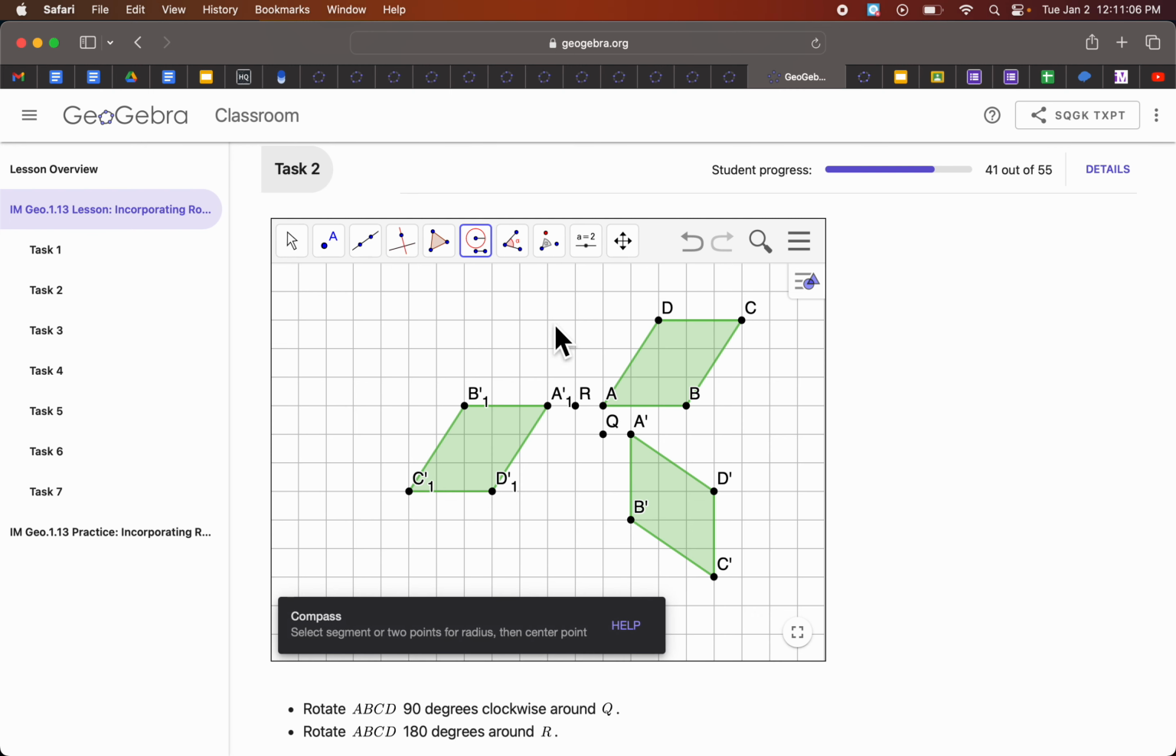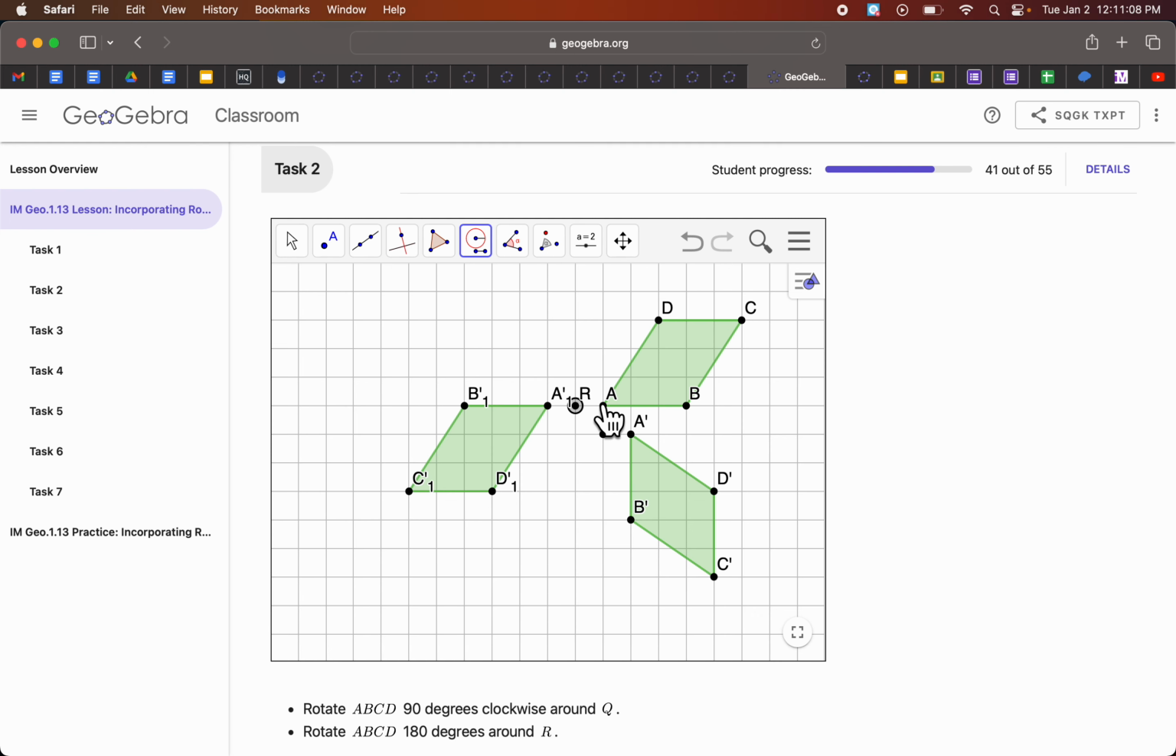So if I use this as my radius right here, and I put R at the center because that's my rotation, you can see that this would be 180 degrees, whether I went this way around or this way around. And we can look back at the other one the same way, right? Here's my radius from A, and Q would be my center, and notice that that is 90 degrees out of a circle, a quarter of the way around a circle.